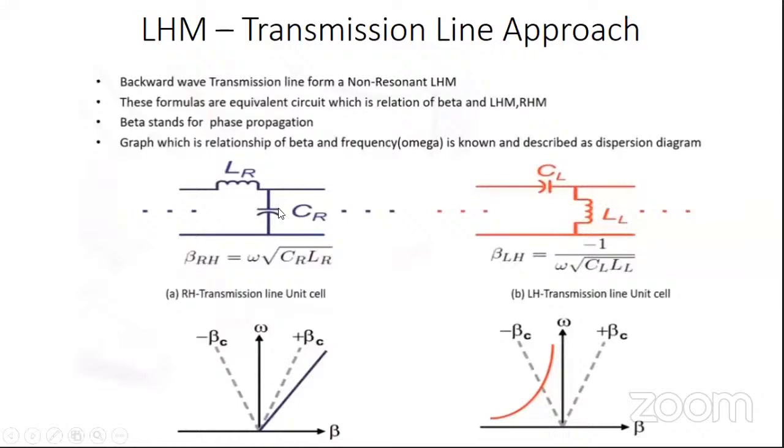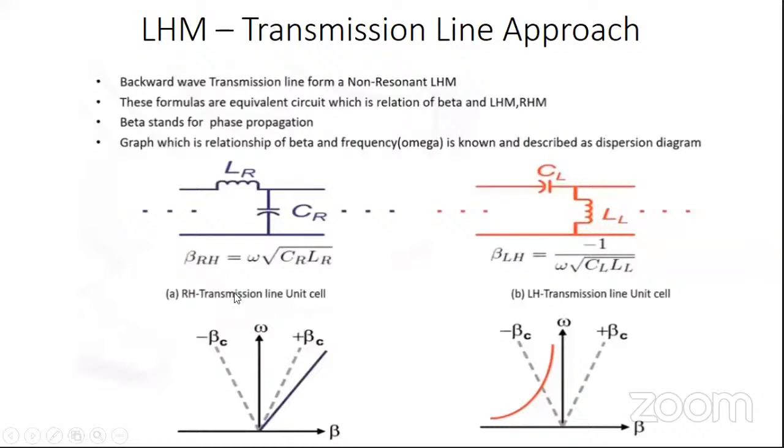Okay, so what is the beta value, the propagation constant value, for this type of transmission line? The beta value is usually written as omega into square root of LC. Whereas if you interchange these two, the beta value for the left-handed medium will change. That becomes -1 by omega square root of LC.